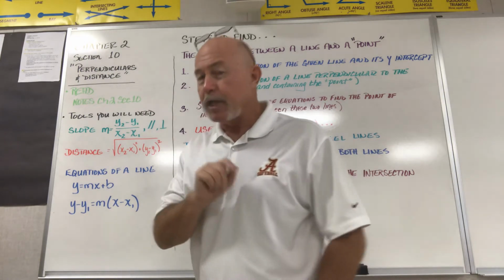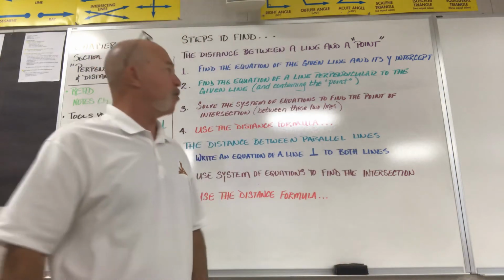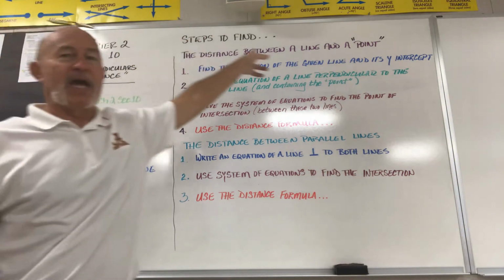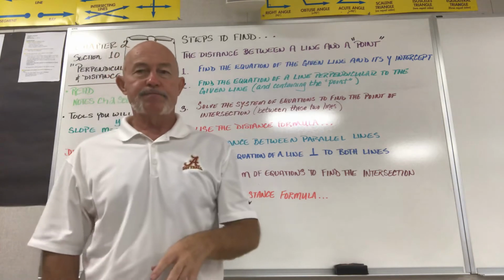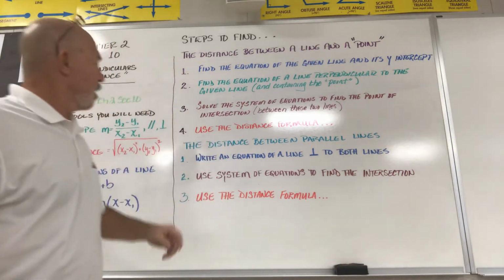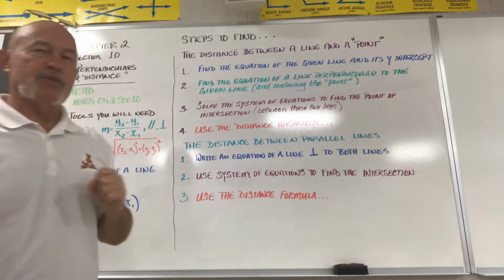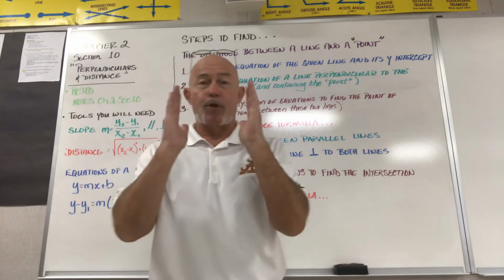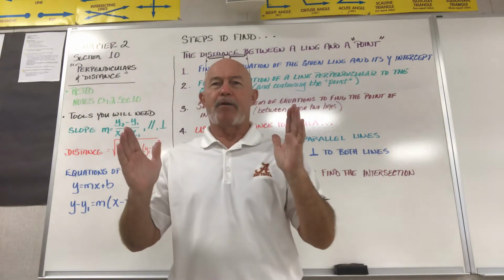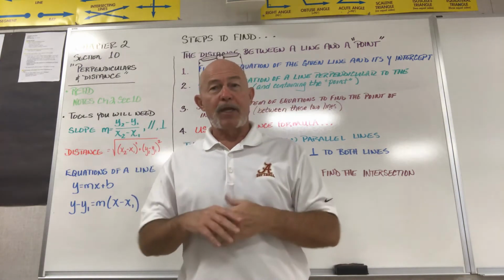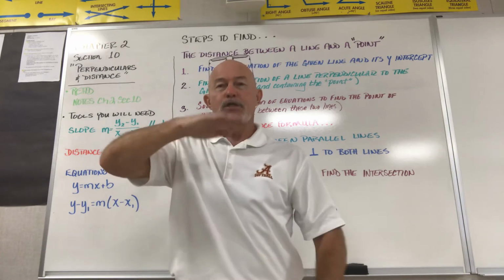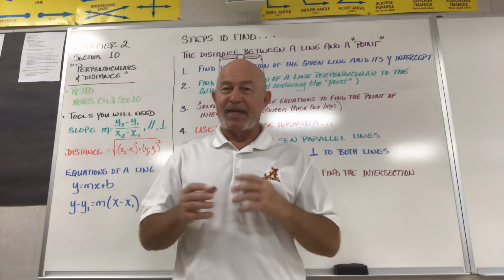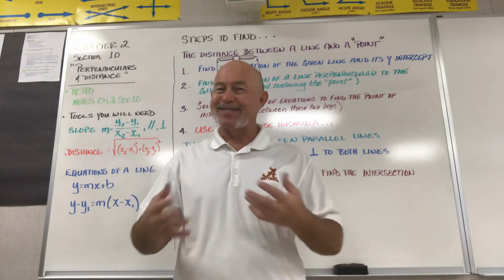Okay? The two types of questions you're going to deal with are, okay, find the distance between a line and a point. Find the distance between two parallel lines. Now, if the two parallel lines are both vertical, you just can count. If the two parallel lines are horizontal, you can just count. Okay? Rest assured, that's only going to be one question, a nice easy one.